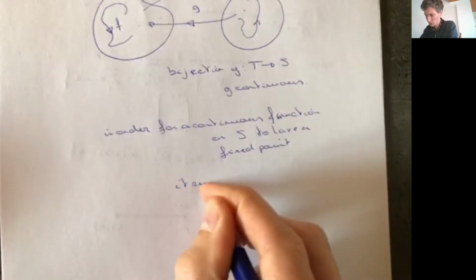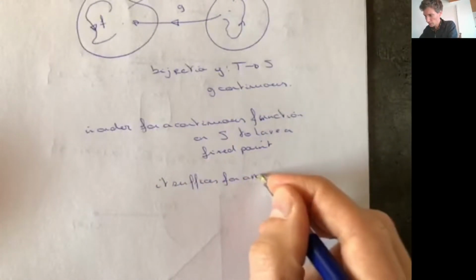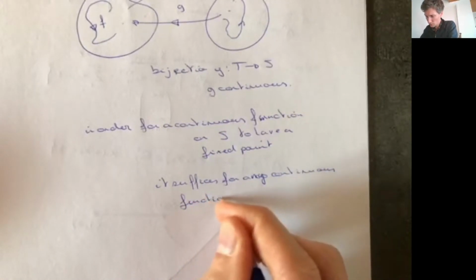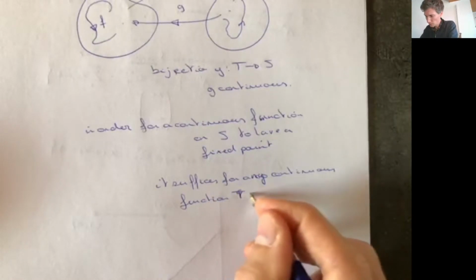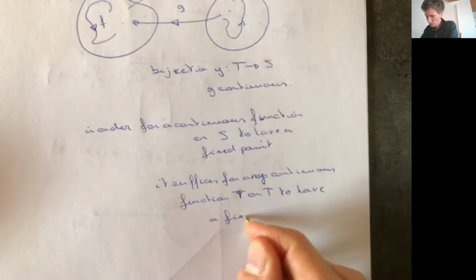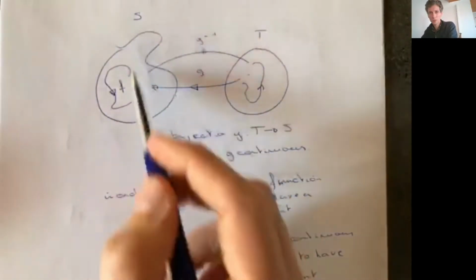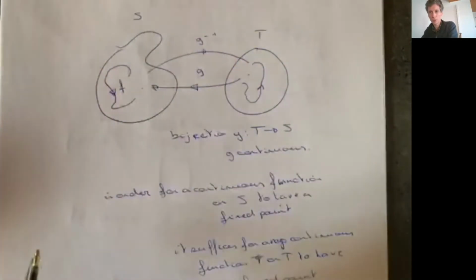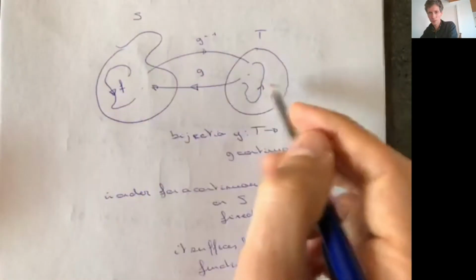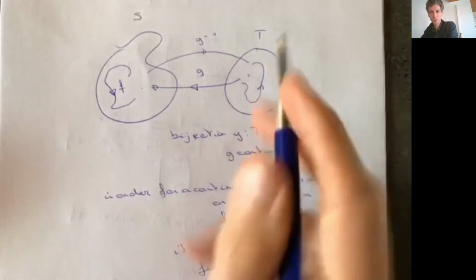well, it suffices for any continuous function on T to have a fixed point. Okay, so what I want to say is, in order to show that if you have a continuous function on the set, then this function will have a fixed point, it suffices to find such a set T that has this one-to-one mapping from T to S, and such that any continuous function on T has a fixed point.